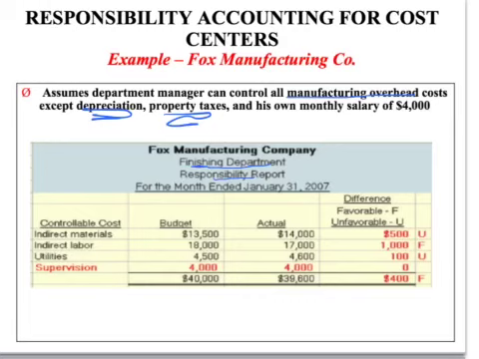He had a budget of indirect materials. He was going to spend $13,500. He spent $14,000. Therefore, it's $500 unfavorable. Indirect labor was under his control. He was budgeted $18,000. He spent $17,000, so he controlled that pretty good. Utilities, pretty close. So there is the comparison of actual to budget based on those costs that are controllable.